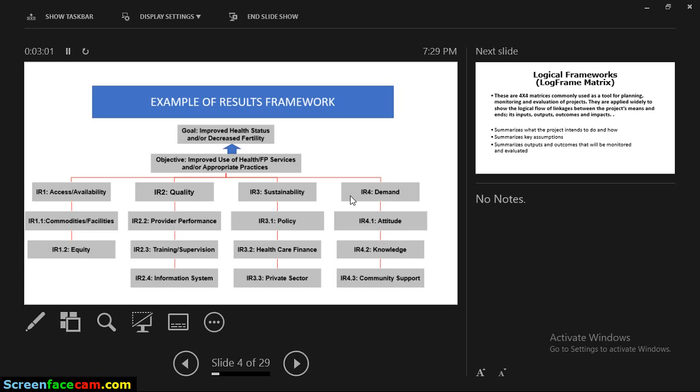Don't jumble things and start from the top going down. The result framework is always built from the bottom going up. So you can take a look at the result framework.